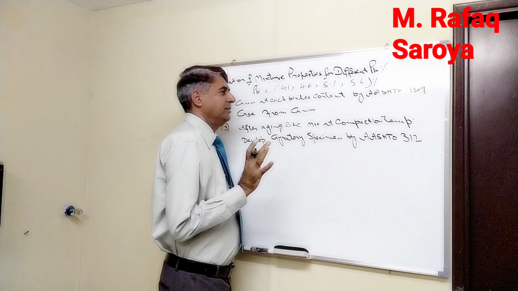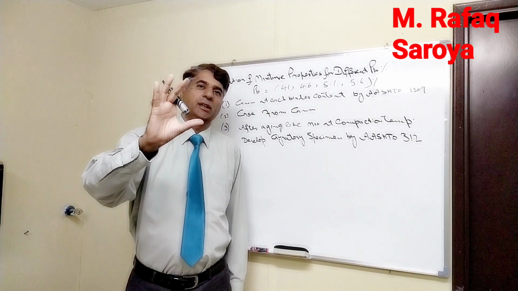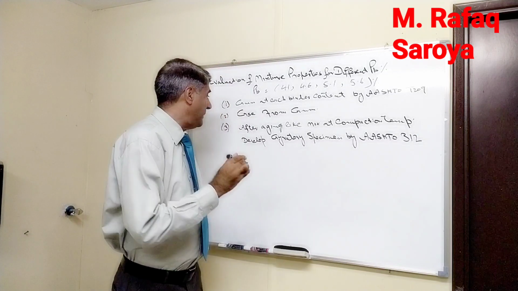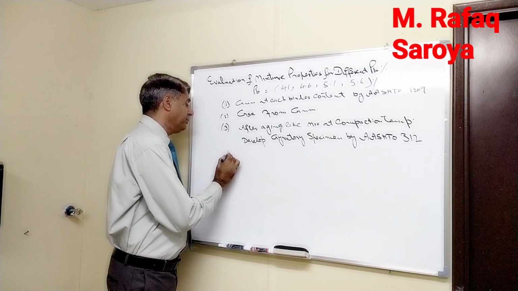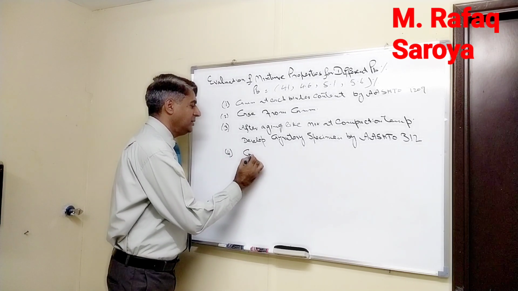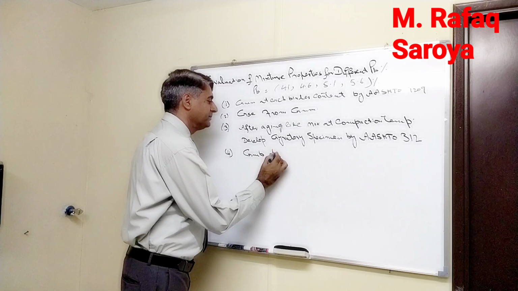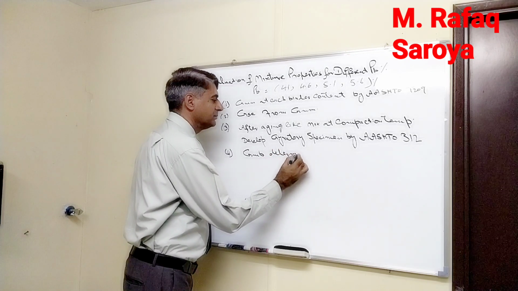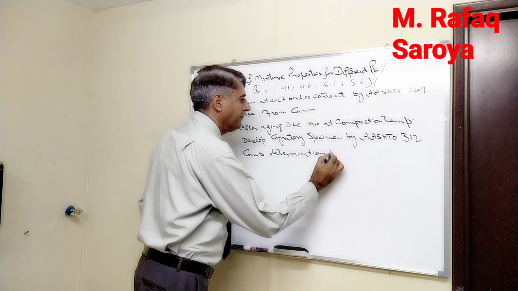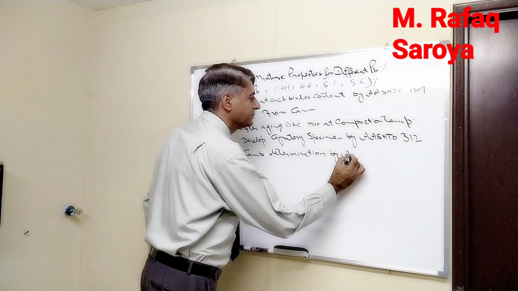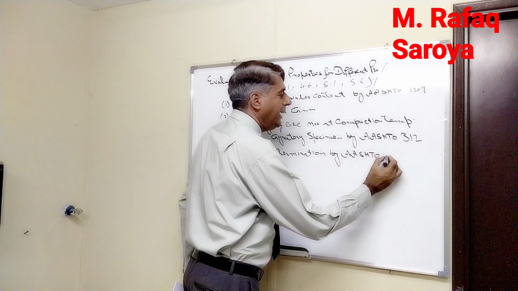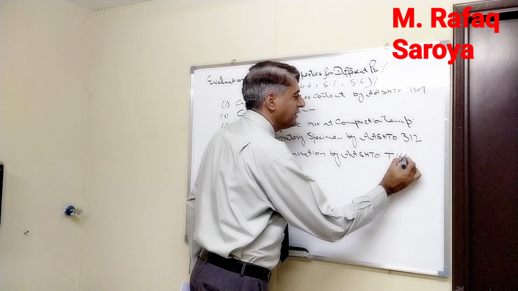When this thing is done, it means we have the gyrate specimen in our hand. When we have this specimen in our hand, we will have to go to the next stage, that is GMB determination by AASHTO T166 method.